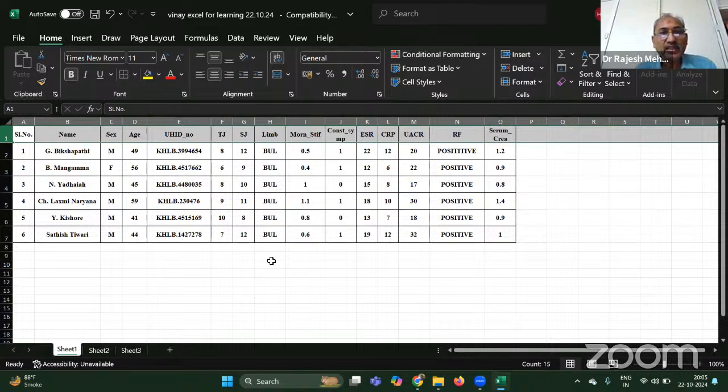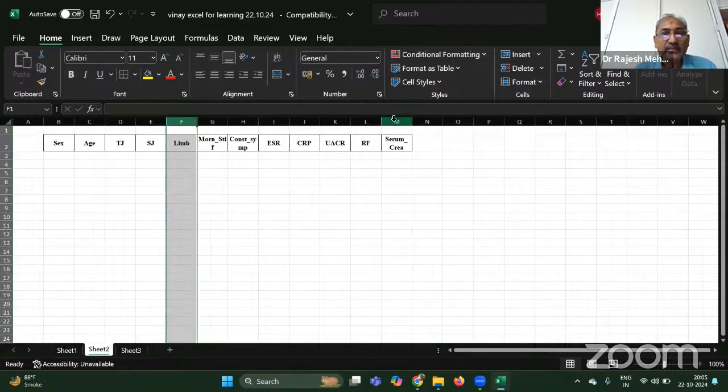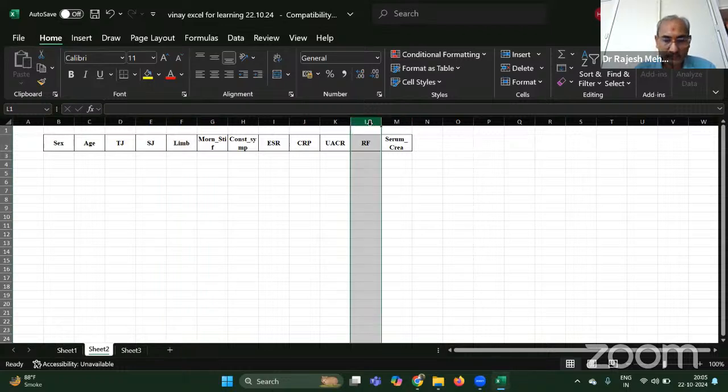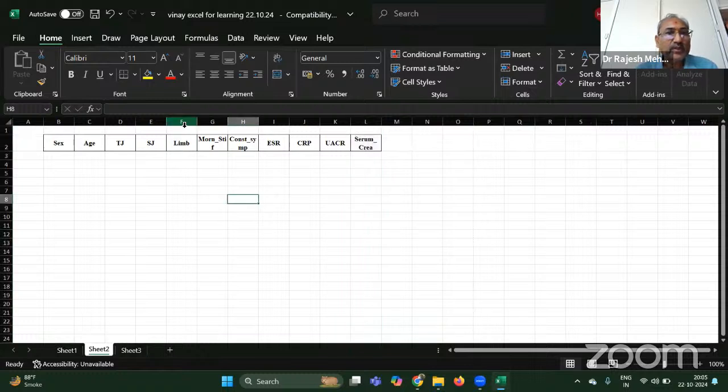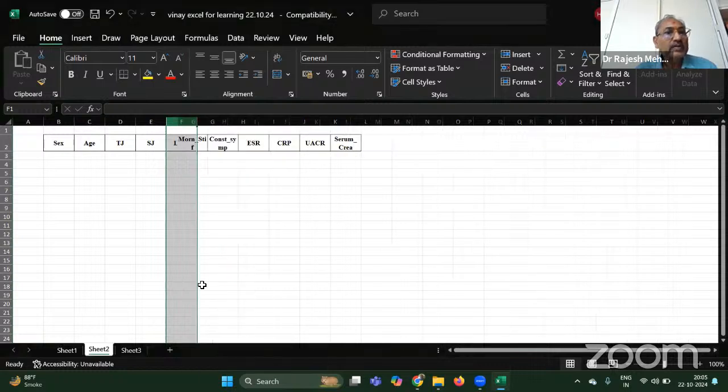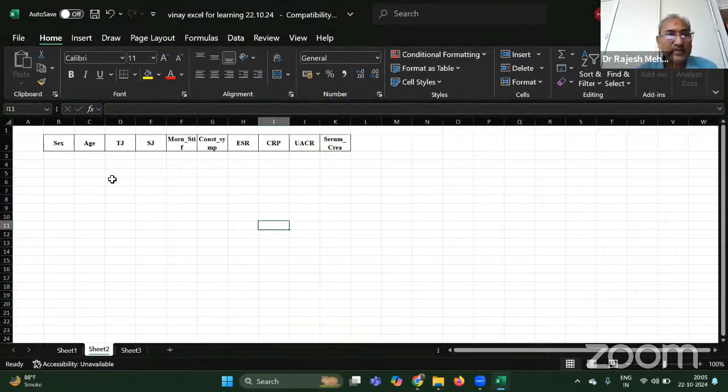Also, RF is always positive, so we are not going to compare it with anything else. All these things which are not going to be helpful in analysis can be deleted, because there is no point in comparing with something else. Now, these are the data which you are going to compare.